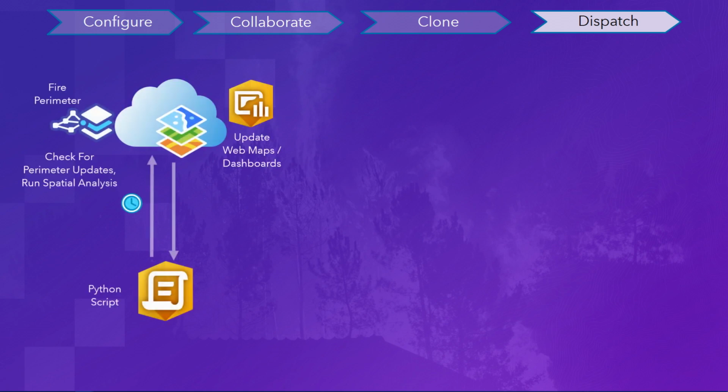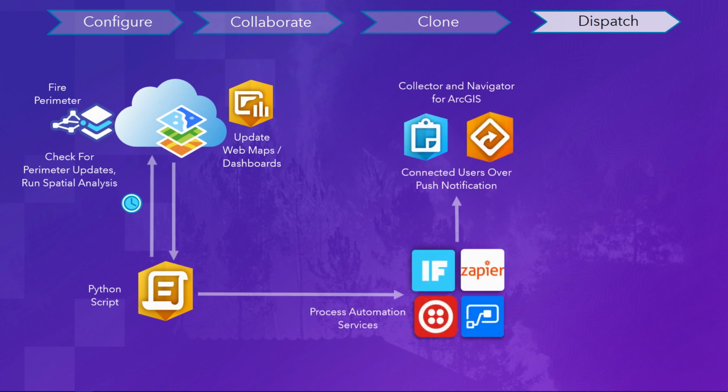There's a Python script that was monitoring changes for the fire perimeter, and then when the change occurred, invoking analysis, and as the analysis was triggered, it was also disseminating that update over to web maps and to dashboards. And beyond that, there was integration with an external system. In this case, it was Zapier, but you could have used IFTTT or other notification systems like Twilio and Microsoft Flow. And that was sending the text message over to the built-in apps.